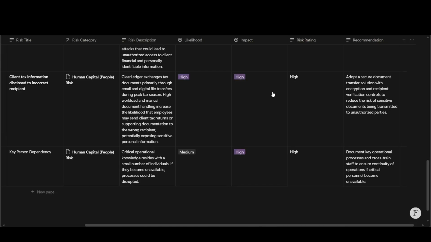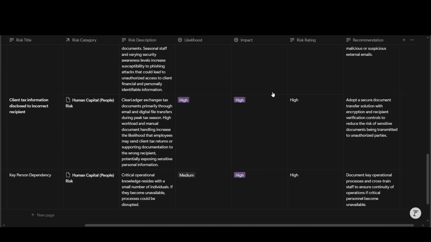In organizations handling financial or personal information, sending documents through unsecured channels can increase the likelihood of data exposure or misdirected information. Implementing encrypted document transfer processes helps reduce this risk and ensures sensitive information is shared securely.